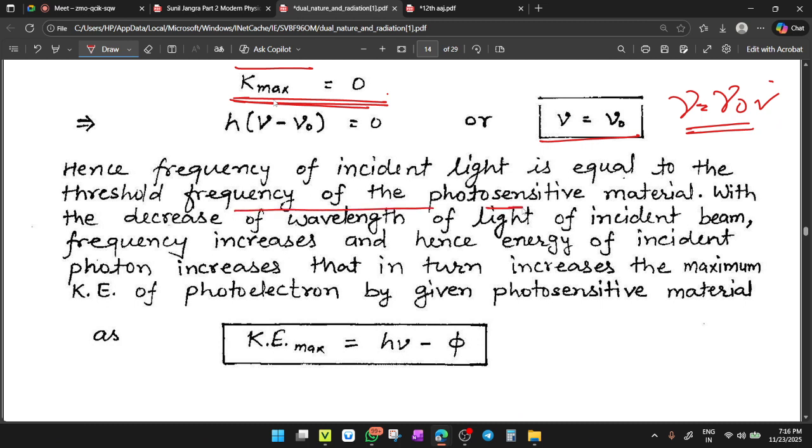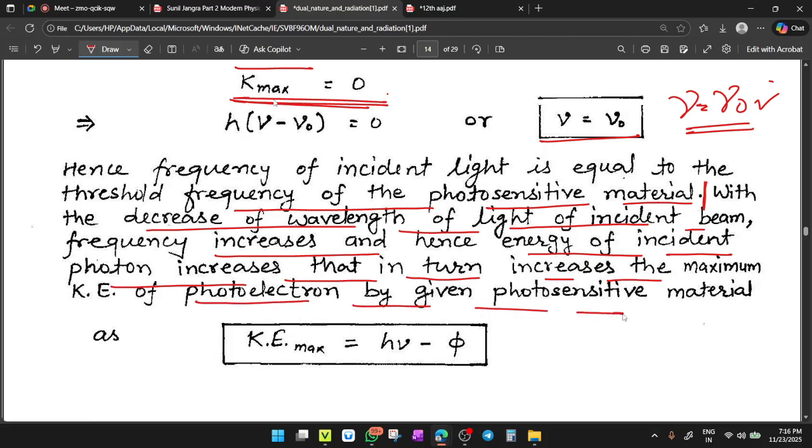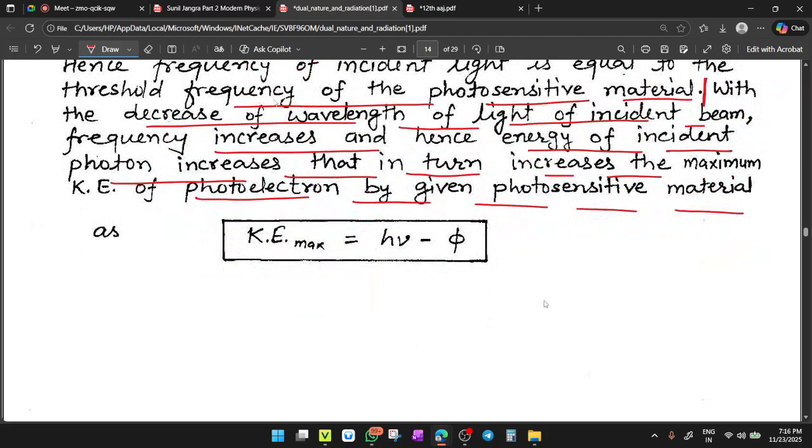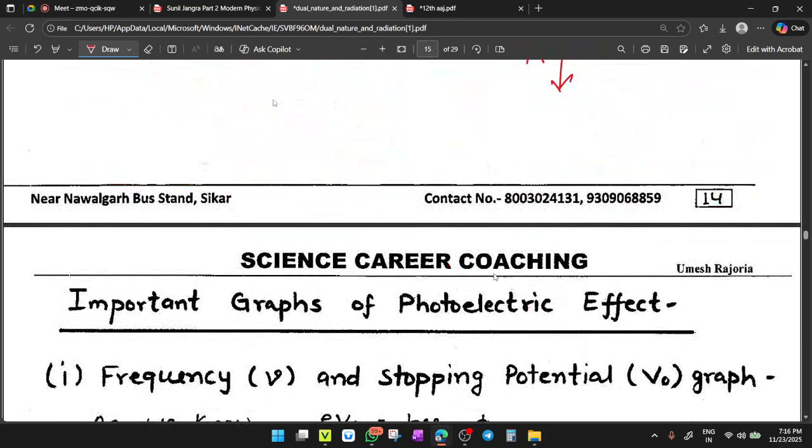Hence, the frequency of the incident light is equal to the threshold frequency of the photosensitive material. With the decrease of wavelength of the light, the third question starts from here. With the decrease of the wavelength of the incident beam, frequency increases. Hence, the energy of the incident photon increases, which in turn increases the maximum kinetic energy given by the photosensitive material. It means lambda decreases, nu increases, and as an impact of that, kinetic energy also increases. Clear or not? Yes, done.